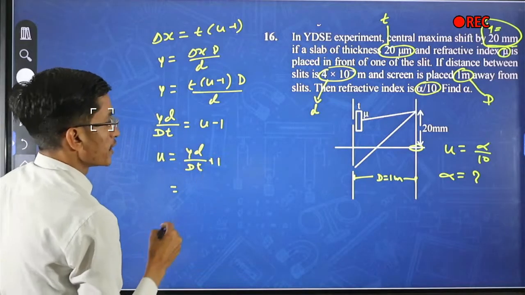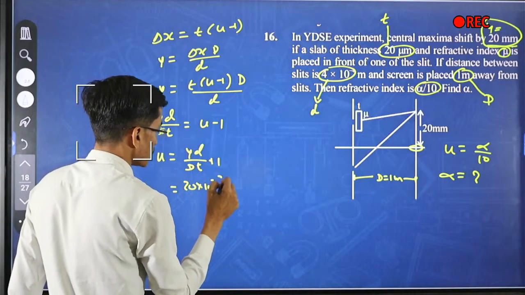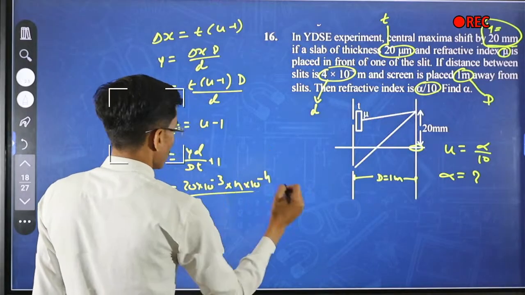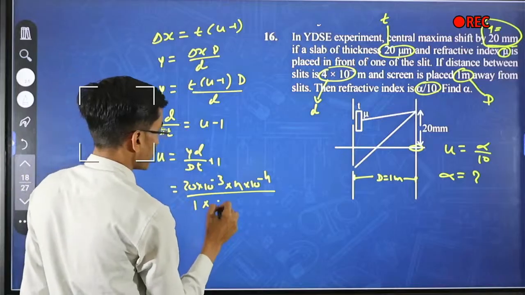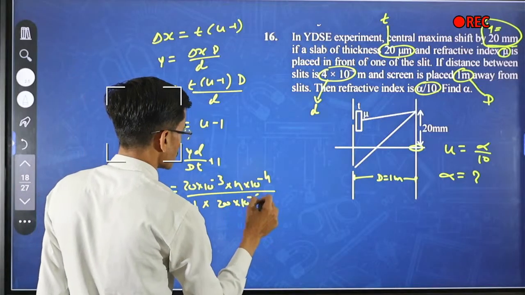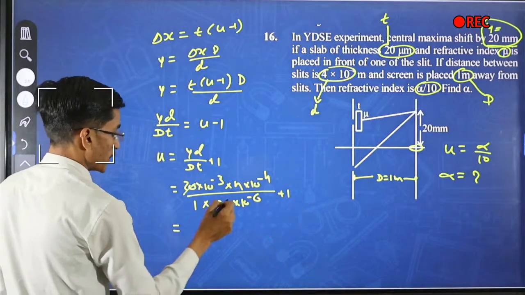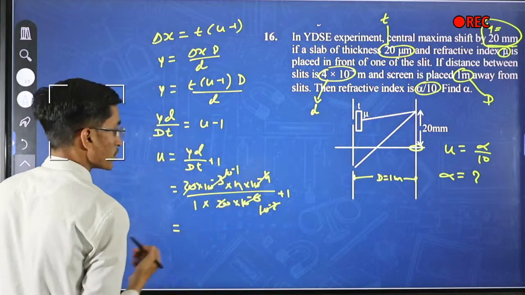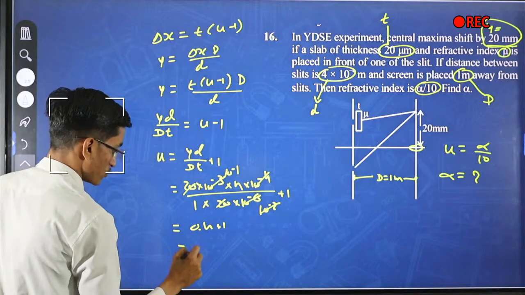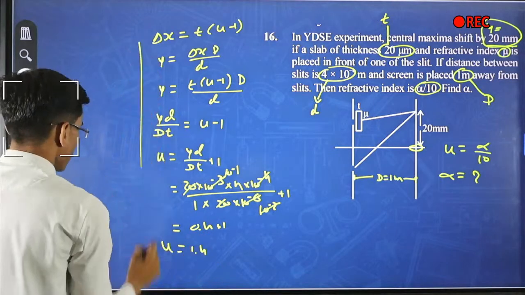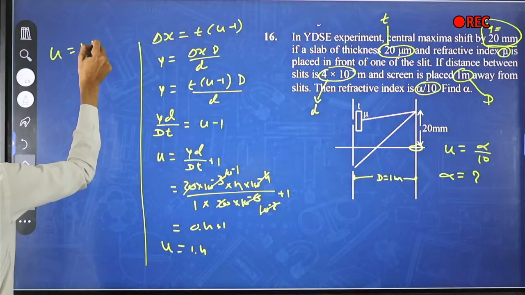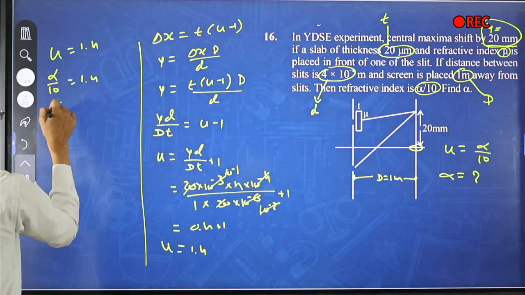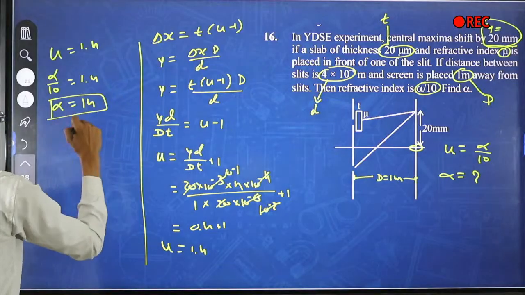The value of y is 20 into 10 to the minus 3. Small d is equal to 4 into 10 to the minus 4. Capital D is 1 and thickness is 20 into 10 to the minus 6. So 20 cut, 10 to the minus 2 minus 1, 4 into 10 to the minus 1, 0.4 plus 1. So 1.4 is equal to mu. So mu is equal to 1.4 and mu is given as alpha by 10. So alpha by 10 is equal to 1.4. So alpha is equal to 14. So this is our answer.